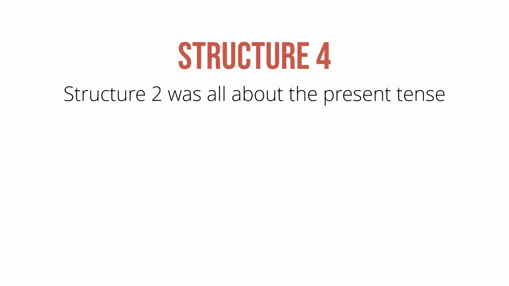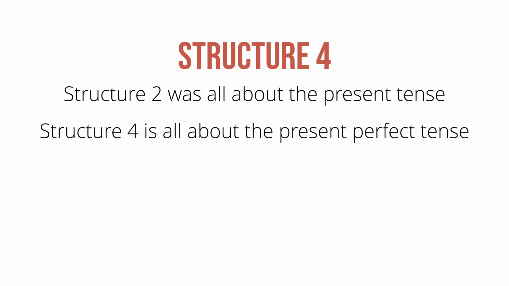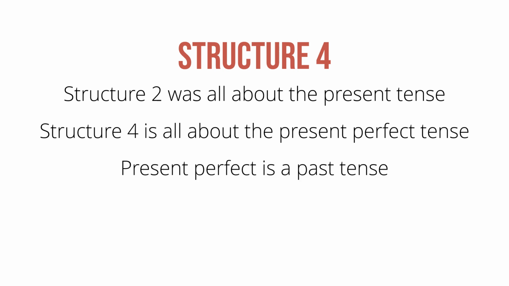The fourth structure is similar to the second structure. Remember, in Structure 2, we learnt all about the present tense, which was the second component. Well, in the fourth structure, the second component is the present perfect tense, so we're going to learn all about that. The present perfect tense, despite its name, is a tense used in French to talk about the past.